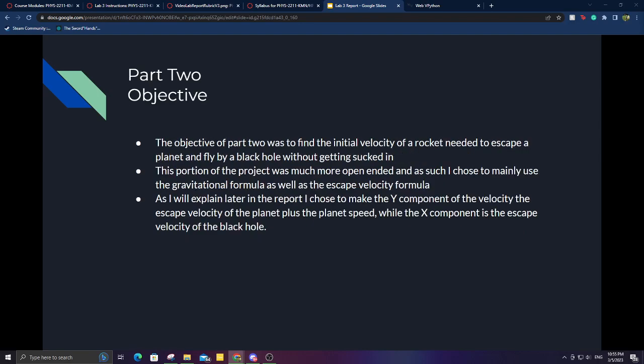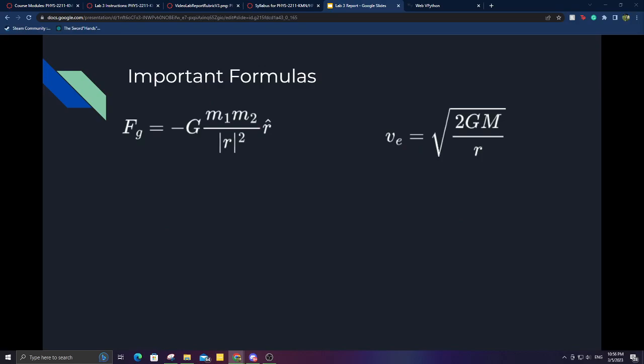Part 2 was much more open-ended than Part 1. We were tasked with finding the initial velocity of a rocket that could avoid wrecking on the planet it is leaving as well as the black hole nearby. In this case, the system was the rocket ship, while the surroundings consisted of the planet and black hole, each with significant gravitational force. To tackle this problem, I mainly focused on the gravity formula as well as the escape velocity formula to choose my velocity. Once again, the gravity formula is essential to this problem as the only outside forces acting upon the rocket are the gravitational forces of the planet and the black hole.